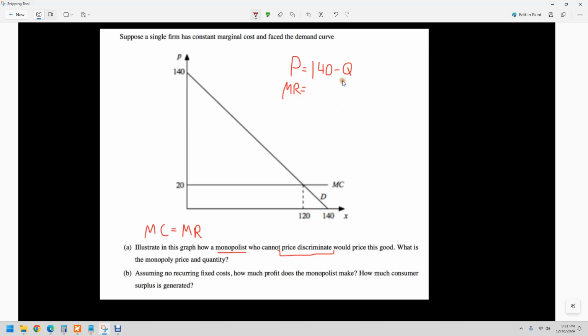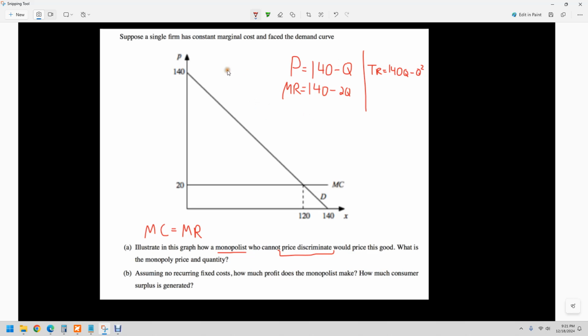But we could also take the partial derivative with respect to Q of the total revenue function. If I multiply everything in the inverse demand function by quantity, I end up with the total revenue function, and the partial derivative with respect to Q of that gives us this marginal revenue function.